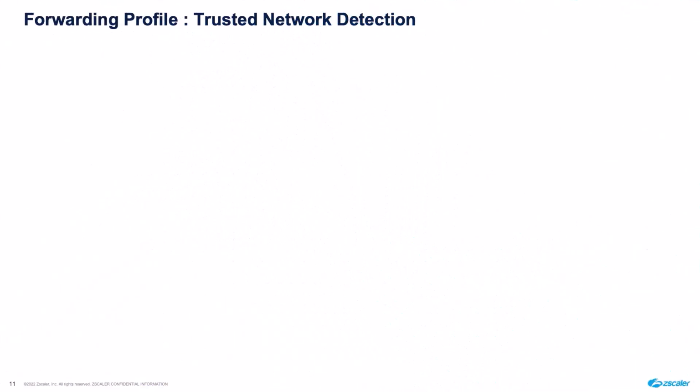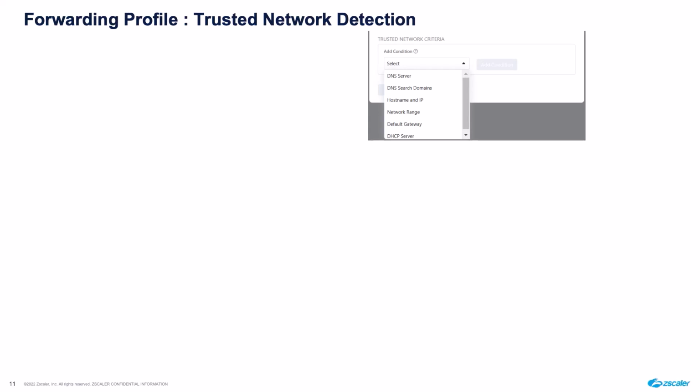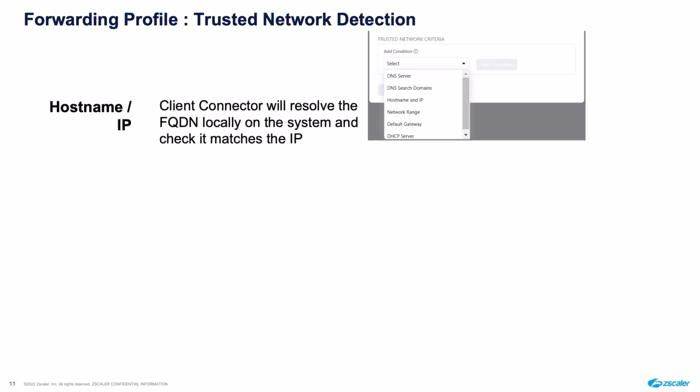Within the client, there is trusted network detection, which can make a decision of whether I am in the office, in a branch, or in a data center, based on certain criteria. Those criteria are hostname and IP. Does a specific FQDN resolve to an IP address? If those two match, then the condition is true.